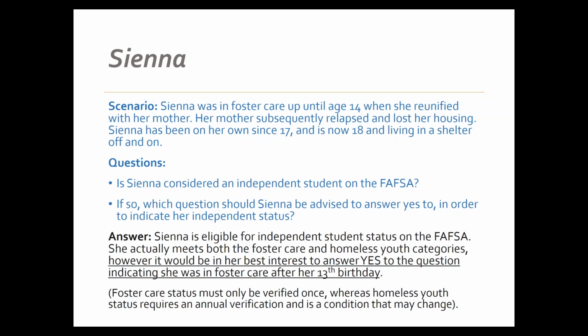The answer would be, of course, she would be an independent student on her FAFSA, and she actually meets both the foster care and the homeless youth categories. However, it would be better for her to answer that she's a foster youth after her 13th birthday. She can answer yes to both questions, but it's better for her to answer yes to the foster youth question because it only has to be verified once.